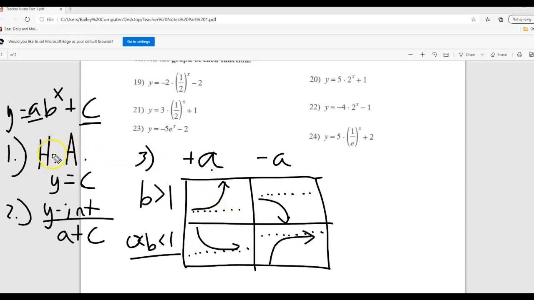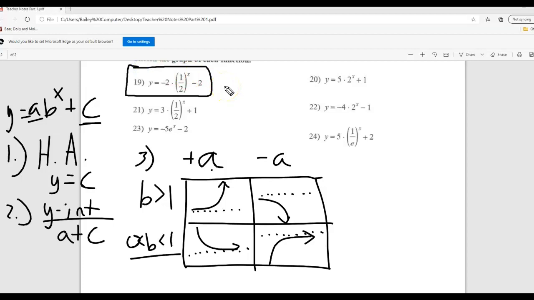We're going to graph our horizontal asymptote. It's y equals c, which is represented by this dotted line here. Then we're going to plot a dot on our y-axis for the y-intercept. That is going to be at a plus c. And then finally, we're going to use this chart to get a graph. So let's apply these steps and graph number 19 really quick here.